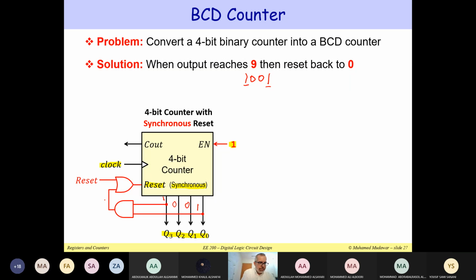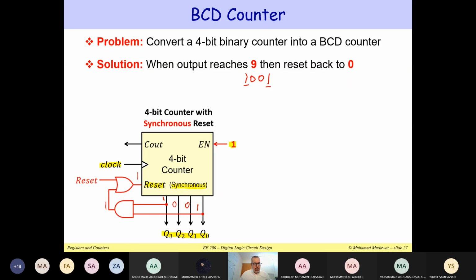Then this will give me a 1. And this will give me a 1. And on the next cycle, at the edge of the clock, we will reset. We'll go back to 0000. So we are going to skip from 10 to 15. This counter would count from 0 to 15, but we are going to skip from 10 to 15. So once we encounter 1001, we reset and go back to zeros. So that's an implementation of a BCD counter.